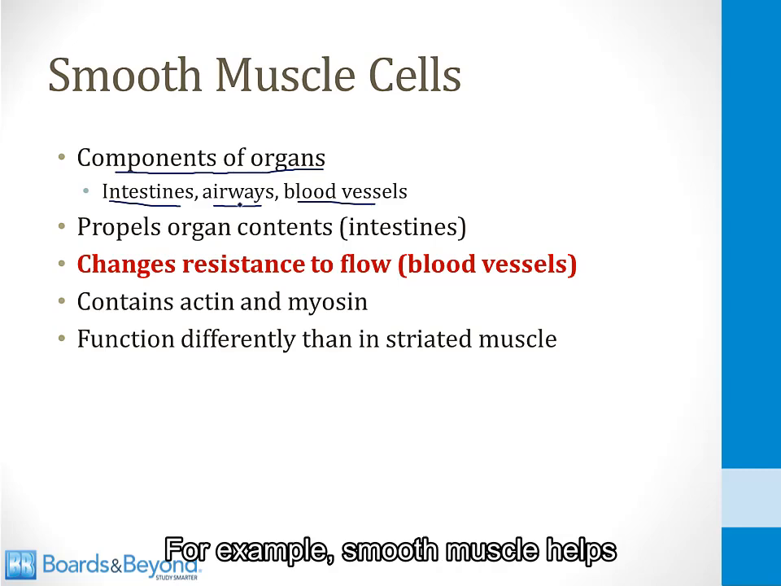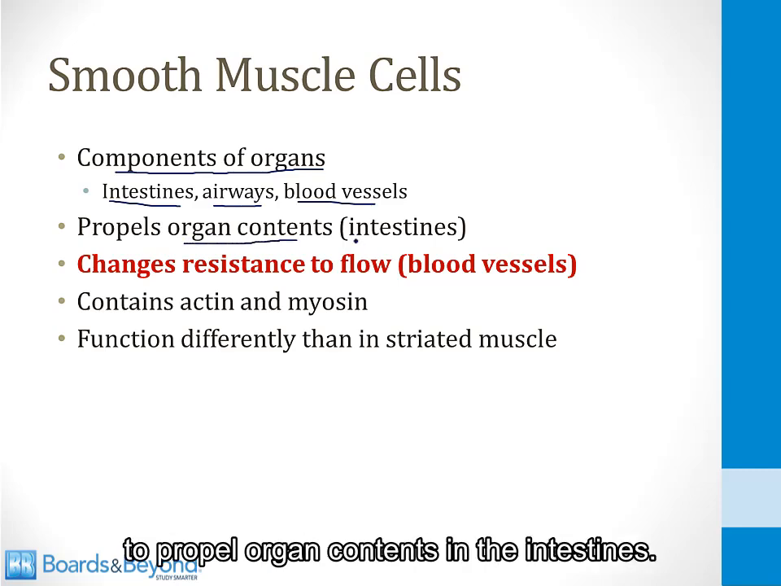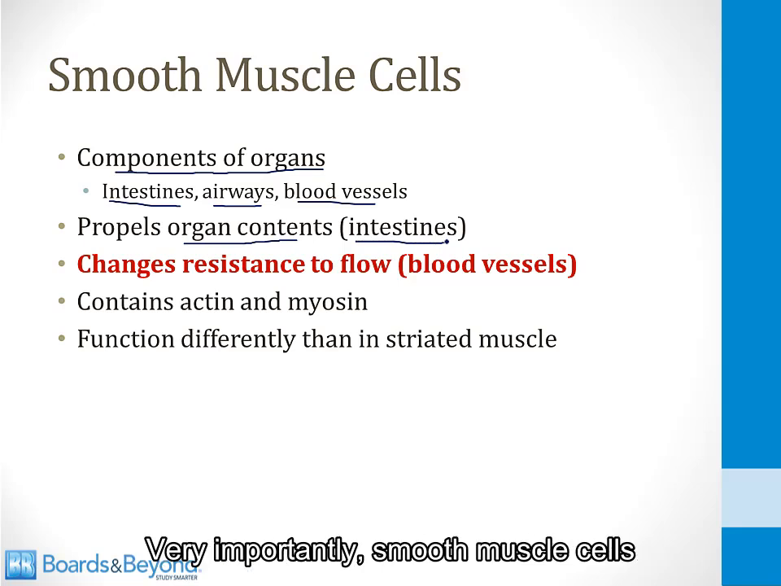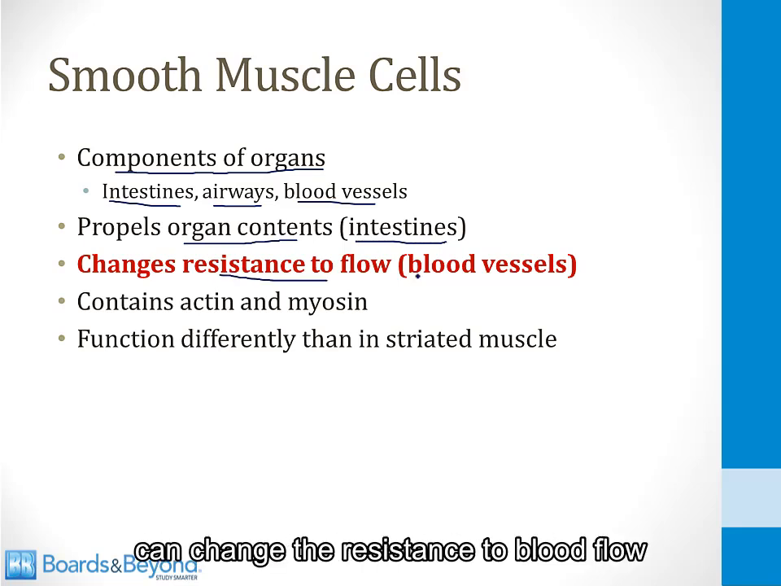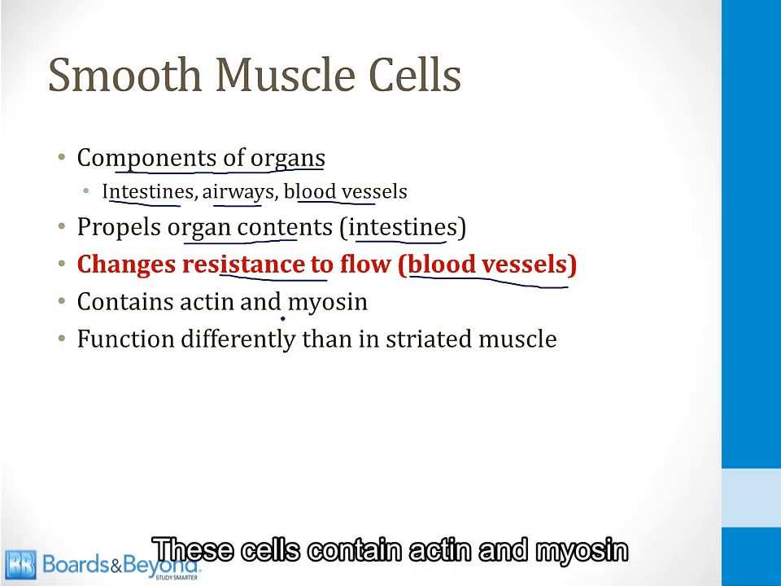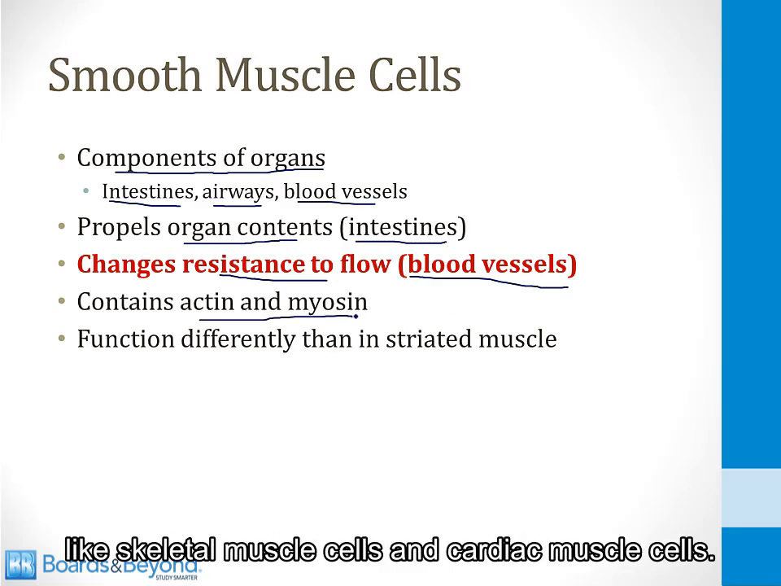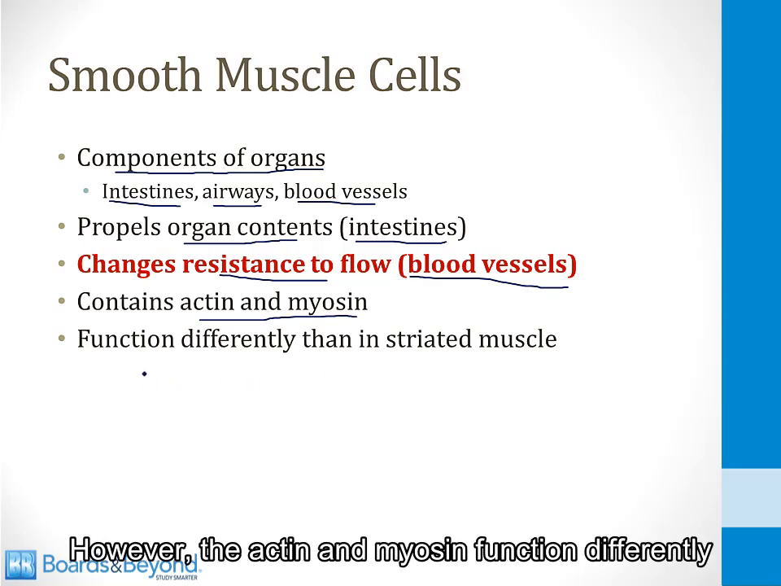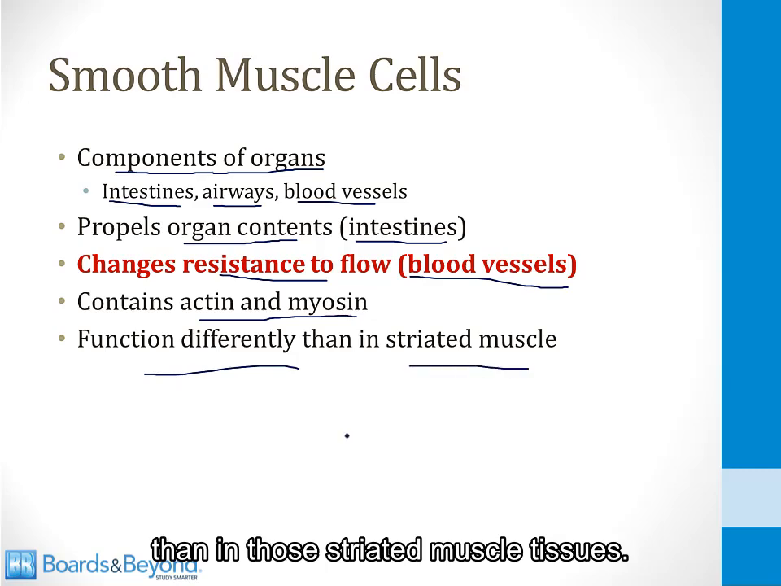For example, smooth muscle helps to propel organ contents in the intestines. Very importantly, smooth muscle cells can change the resistance to blood flow in blood vessels. These cells contain actin and myosin like skeletal muscle cells and cardiac muscle cells. However, the actin and myosin function differently than in those striated muscle tissues.